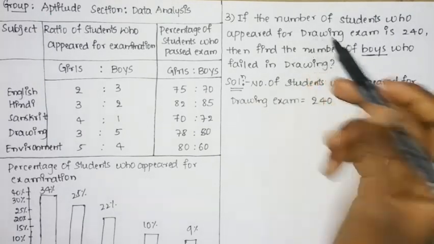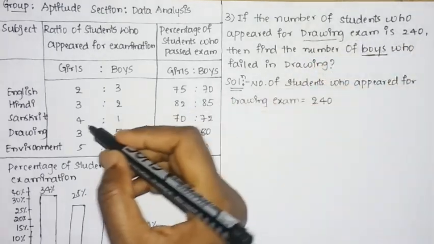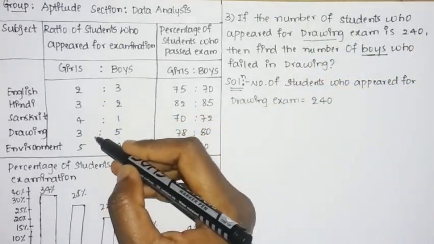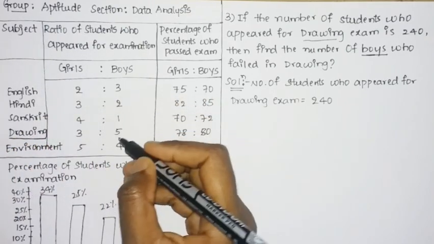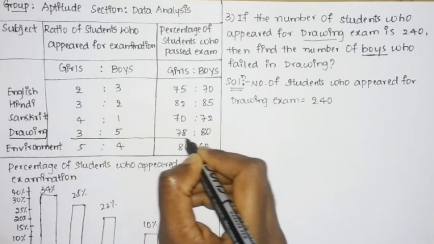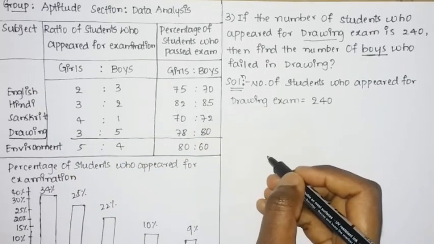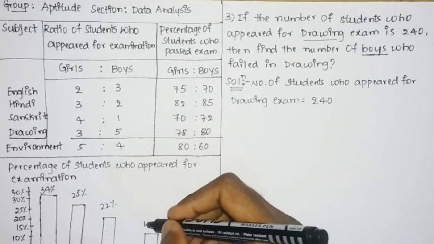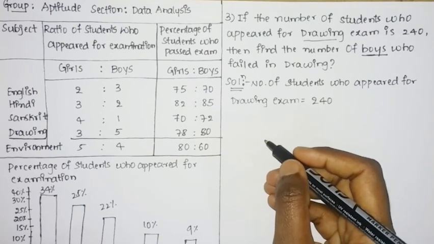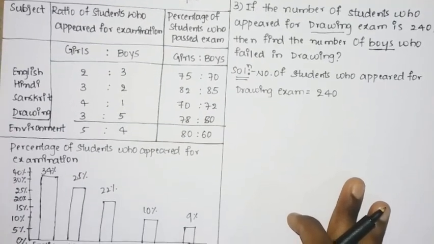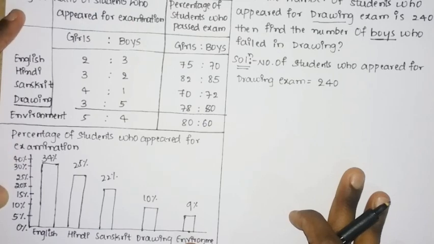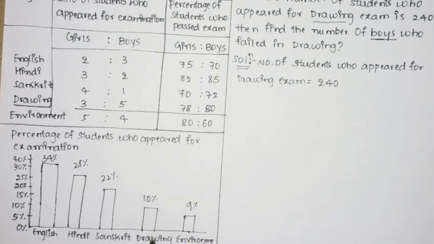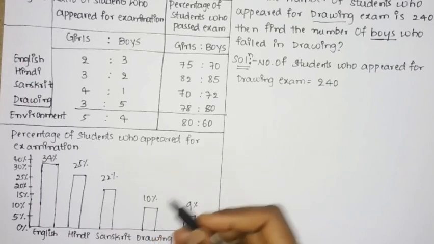They have only asked you about the drawing exam, so you need to just see the drawing row in the table. You can see this is the drawing, and here they have also given the percentage of students who appeared for the examination. In this case the percentage of students who appeared for the drawing exam is 10%.